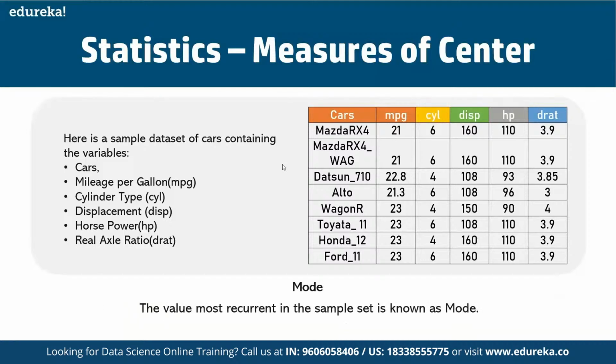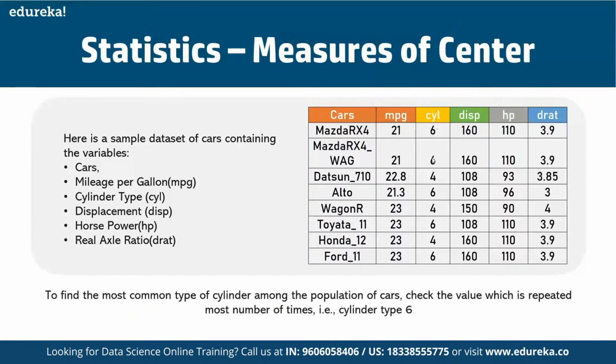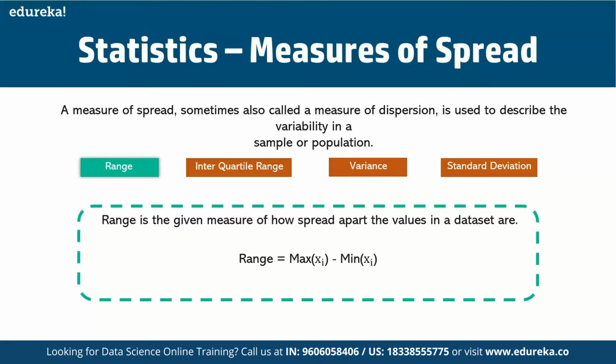What is mode? Mode is nothing but the frequency. How many times is this particular value occurring? In cylinder, if you see, we have 6 cylinder and we have 4 cylinder. What is occurring more times? 6 cylinder is occurring more times. So we are going to say 6 is our mode.